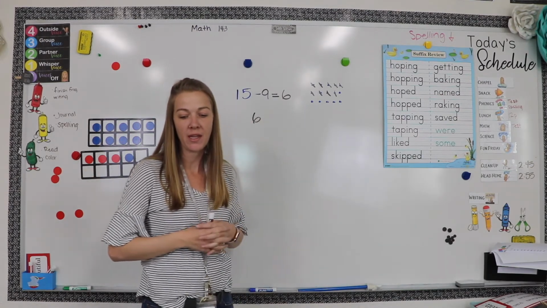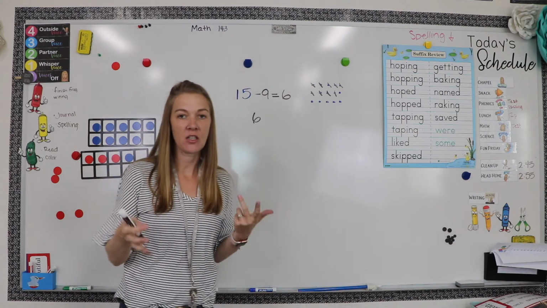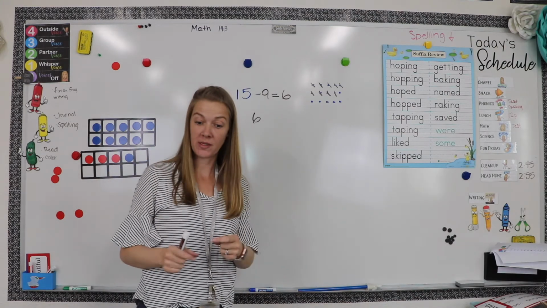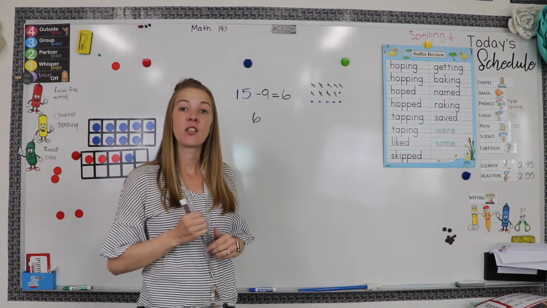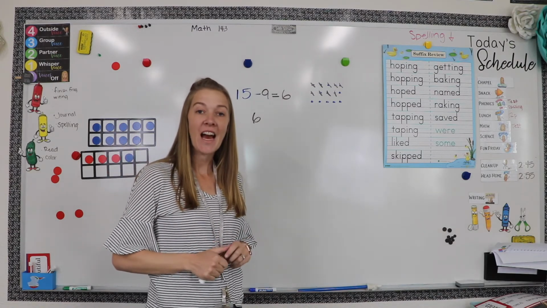So 2 children bought 6 fish. How many fish does each child get? You're going to put them in 2 groups. And then you're going to write how many fish are in each group. All right, have fun doing your math.